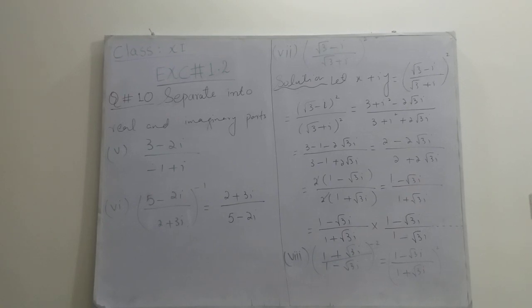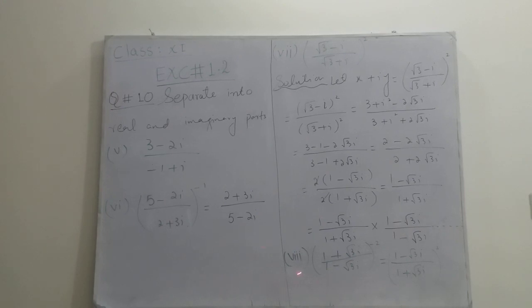Now we will multiply and divide by the conjugate of this denominator complex number, that is 1 plus square root 3 iota, whose conjugate is 1 minus square root 3 iota. And this is continued, you can see, and when we solve it, finally we will get a real part, which we will show by x, and an imaginary part, which we will show by y. You have to solve it further.